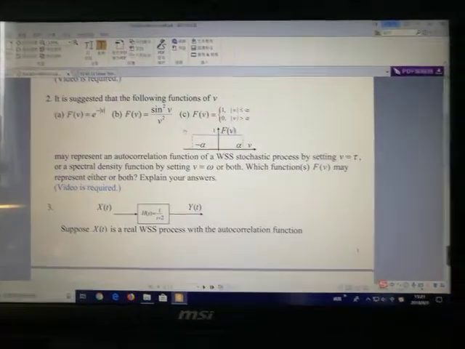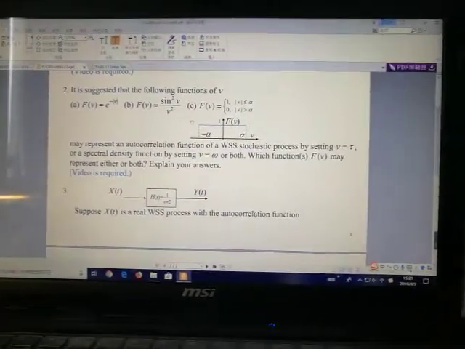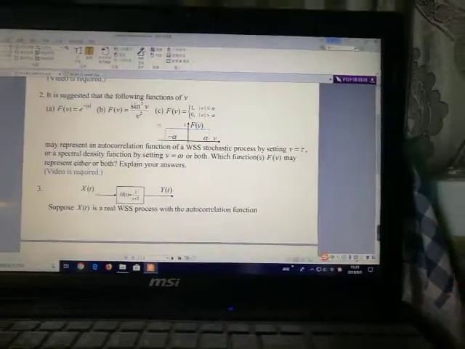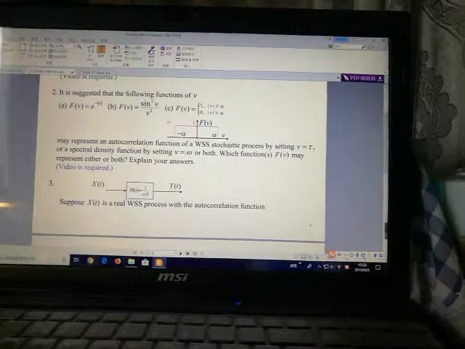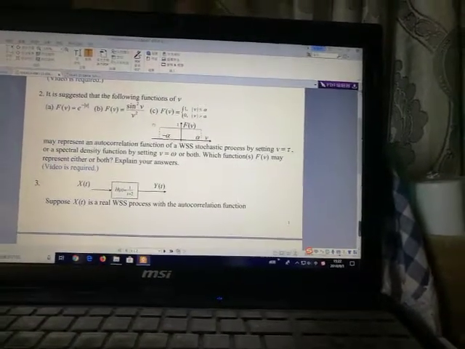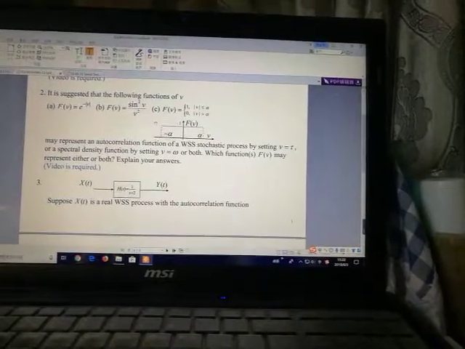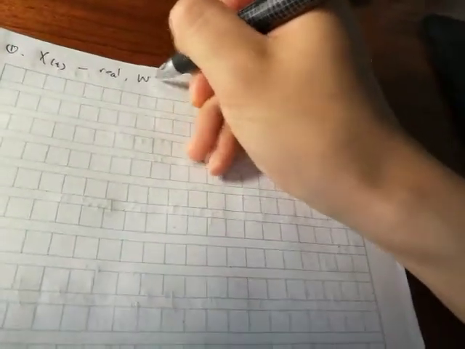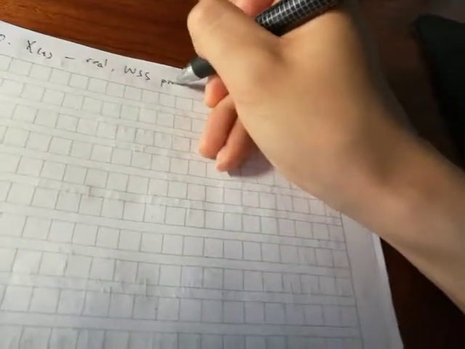Okay, question 2. We have 3 sub-questions. All of these we need to answer whether it can be an autocorrelation function or it can be a spectrum density function. To answer these questions, we need to know some basic rules. The first one: we need to know if x(t) is real and a wide-sense stationary process.